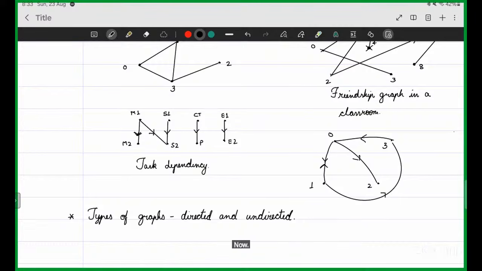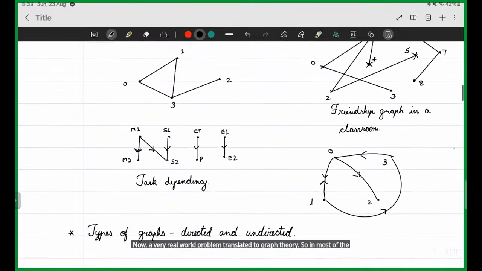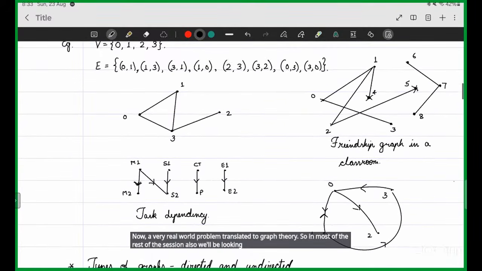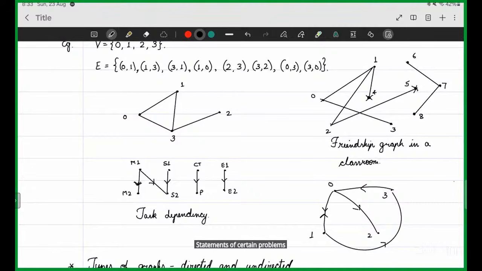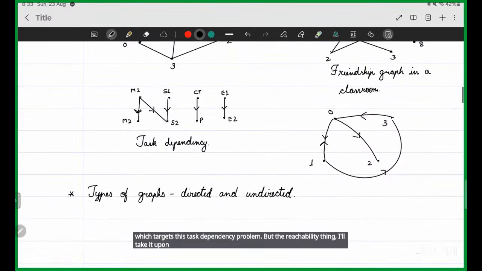Now, a very real world problem translated to graph theory. So in most of the rest of the session also, we'll be looking at statements of certain problems, and the actual algorithm. So we will talk about one particular algorithm which targets this task dependency problem, but the reachability thing, I'll take it up on Tuesday. All right.